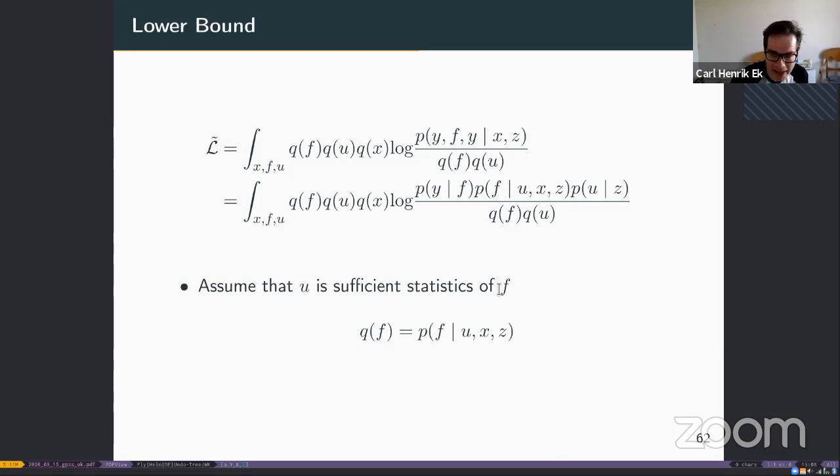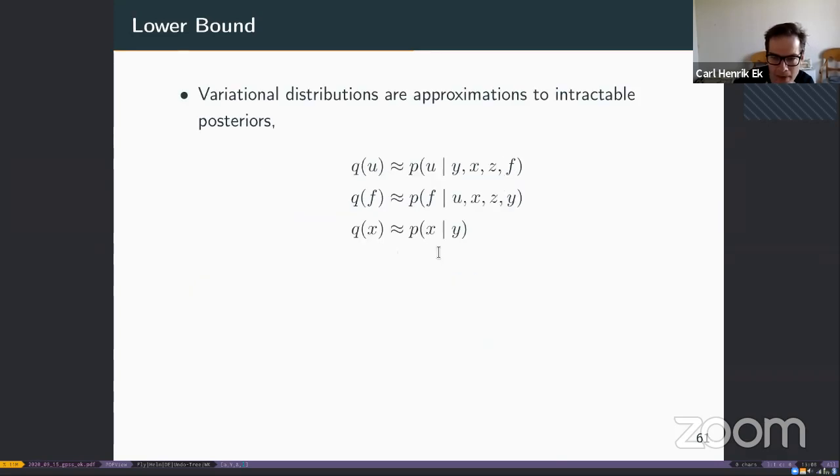Now comes the trick, and this is super cute, I think. Now let's assume that U, the U's that we're looking for, are supposed to be sufficient statistics for F. What that means is that Q of F, as you saw here, Q of F is the posterior over F, which implies that it needs U, X, Z, and Y. But if U is sufficient statistics, so U contains all the information about F, then I no longer need Y, right? This is the whole cutting of that slice.